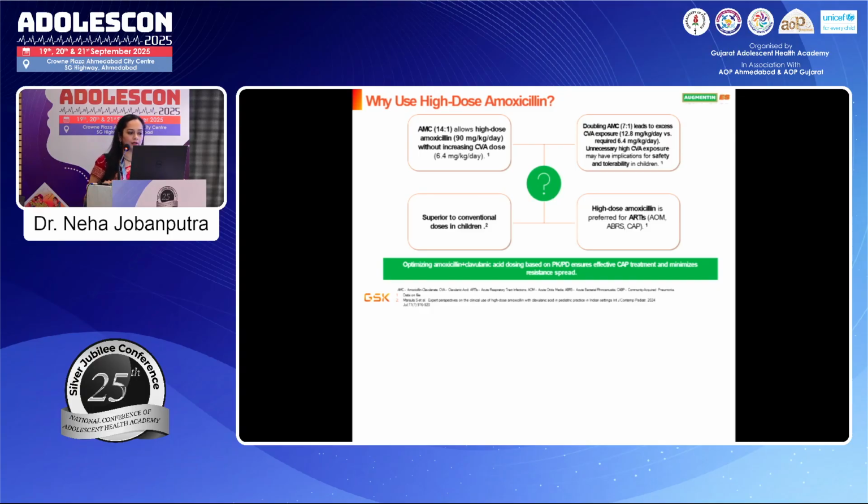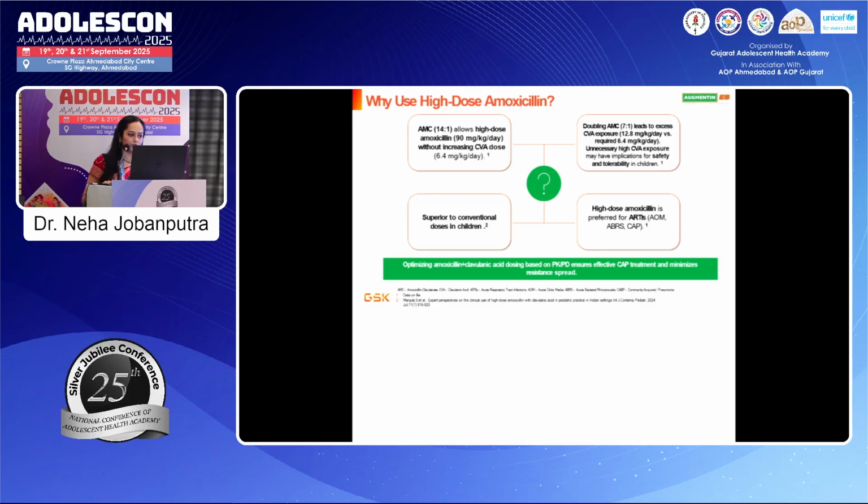The doubling of the amoxicillin from 7:1 to 14:1 gives us 7:2. When the doubling of AMC is done from 7:1, the clavulanate exposure becomes 12.8 mg per kg per day, which is an unnecessarily high CVA exposure which has implications for safety and tolerability in children.